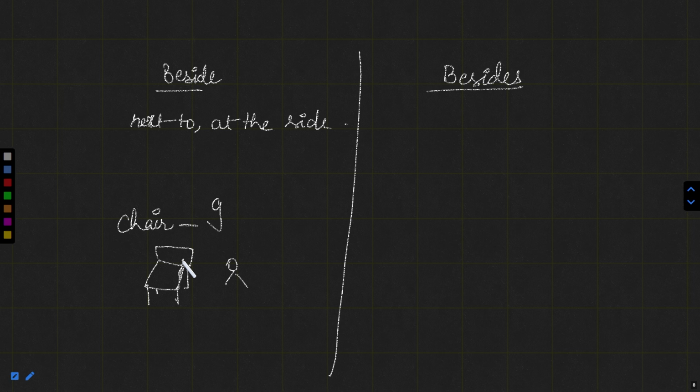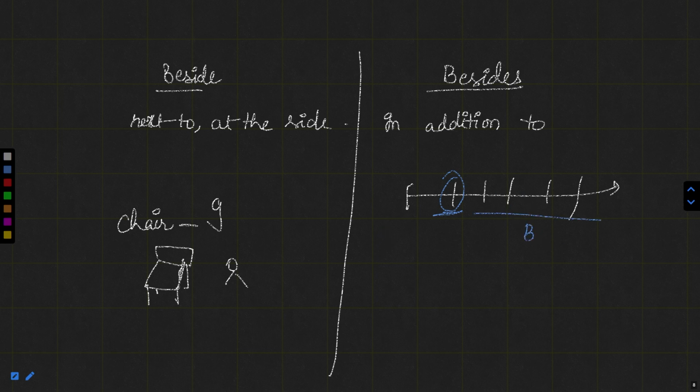And the word besides means in addition to. For example, I have 5 pens, 1, 2, 3, 4, 5, and I say that besides this pen, these pens are also blue. It means this pen is blue, and including this, these are also blue. It means all the pens are blue. So we are highlighting one, but we are including all of them. So in addition to that particular thing, we use the word besides.